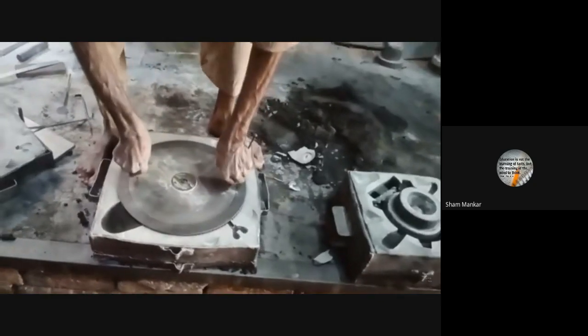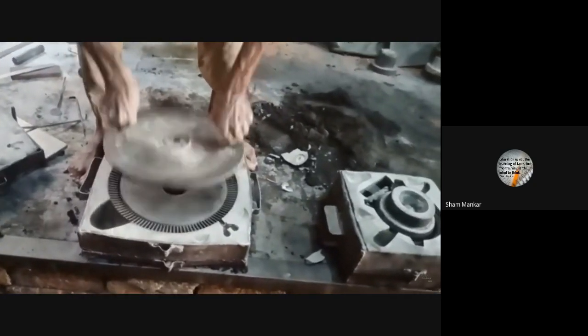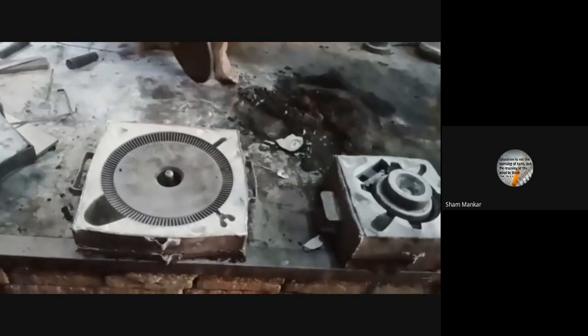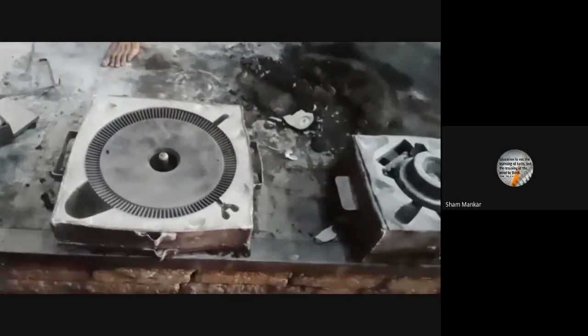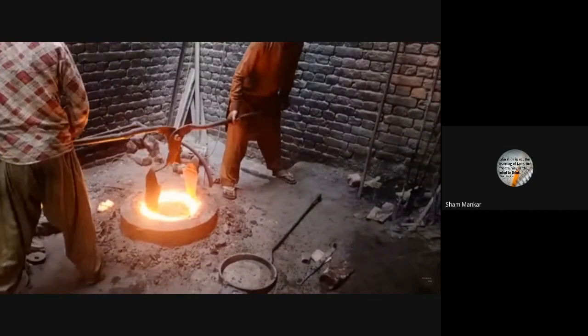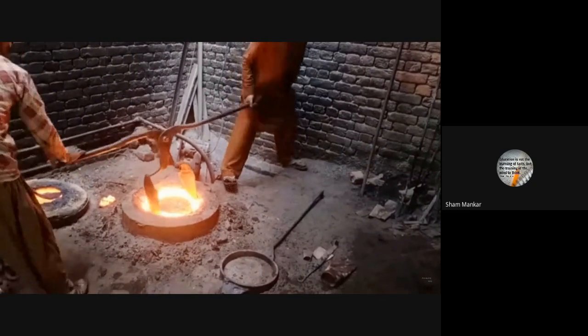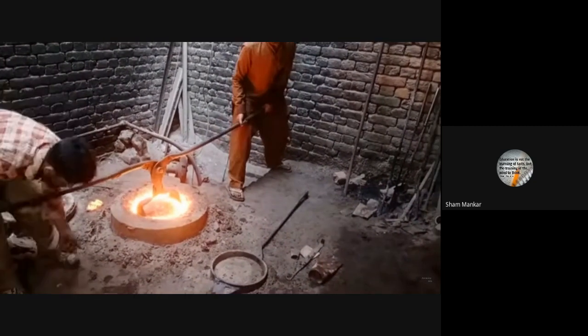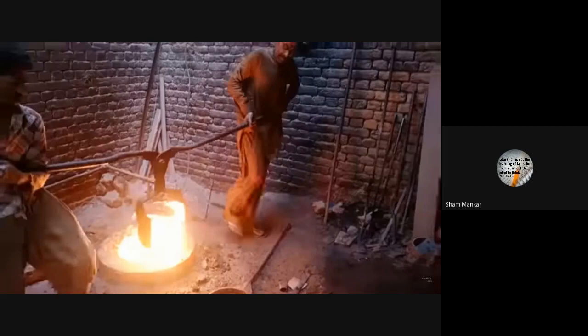Now, after removal of the pattern, this is the cavity which we are getting. Now the molten metal which is there in the furnace is being taken away, and now the process of pouring.